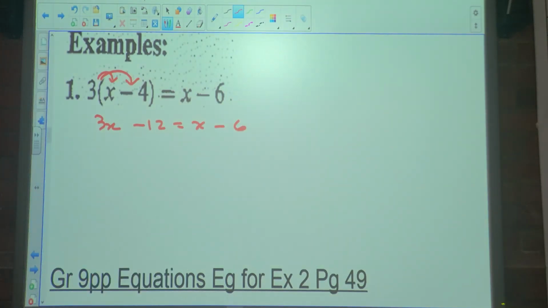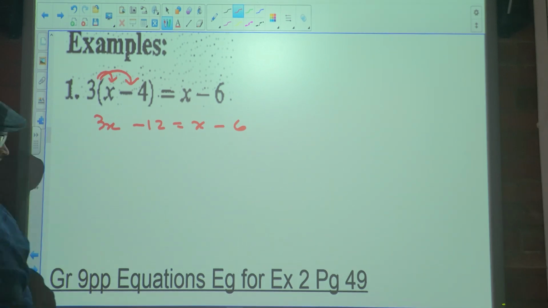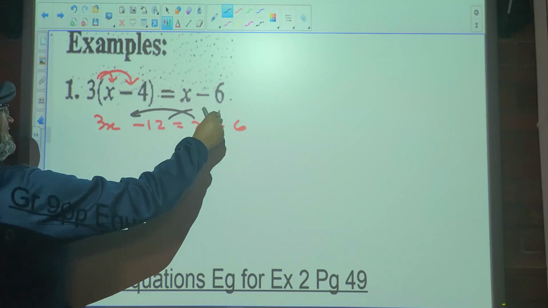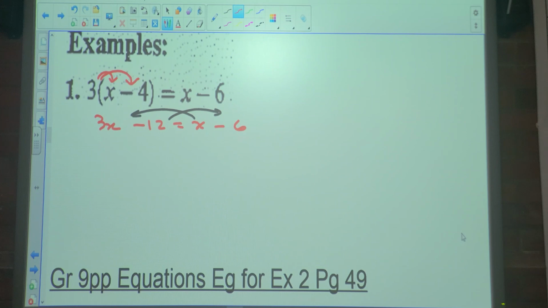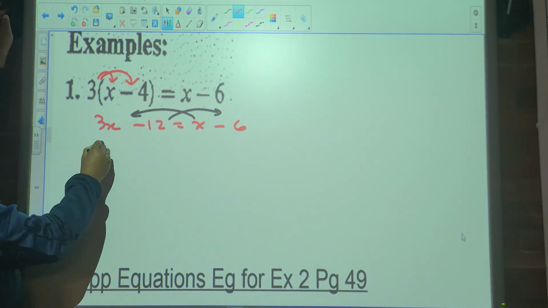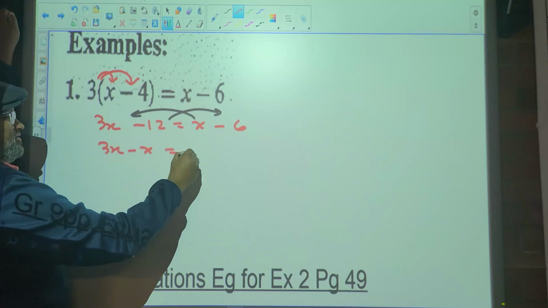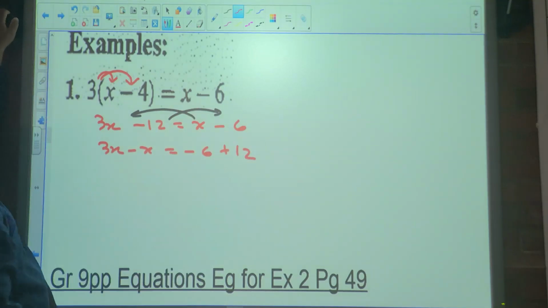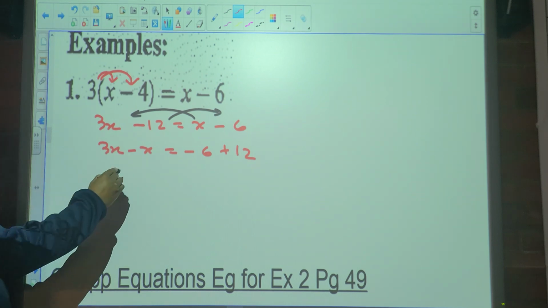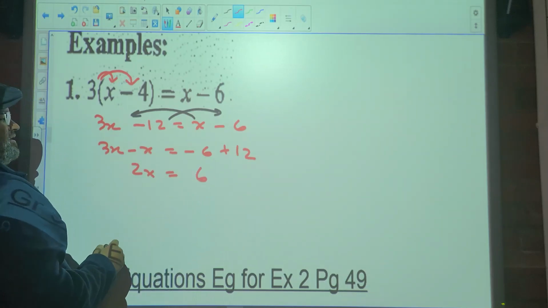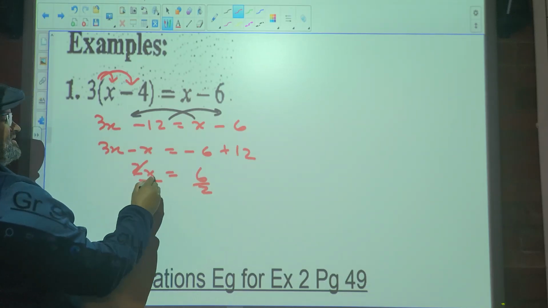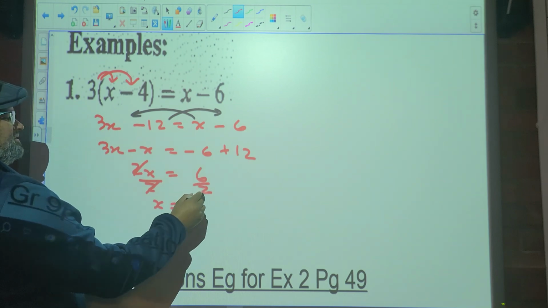Now it looks very similar to the examples in exercise 1, not so? So what do we do now? X is one side, numbers the other side. Remember when you transpose, the signs change. So this will be 3x minus x is equal to minus 6 plus 12. So what is 3x minus x? 2x. What's minus 6 plus 12? 6. So what do I do now? Divide by 2 both sides. That cancels, so x is equal to 3.